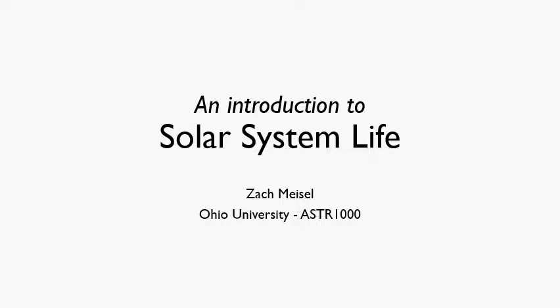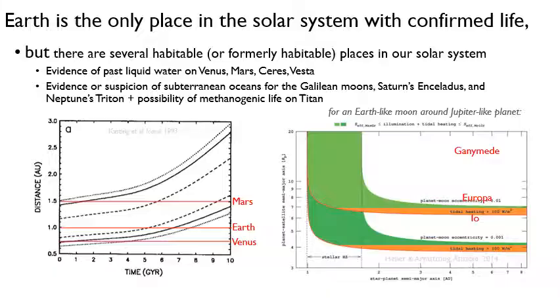Here is an introduction to solar system life to accompany chapter 30 of the textbook Astronomy from OpenStax. Obviously, the only place that we know of in the universe and in the solar system with confirmed life is Earth, but mostly what I want to focus on here are the several potentially habitable environments or formerly habitable environments in the solar system, because surprisingly there are a lot of them.